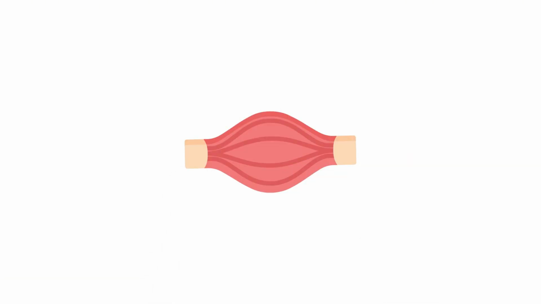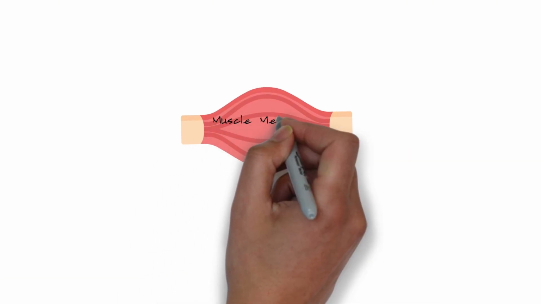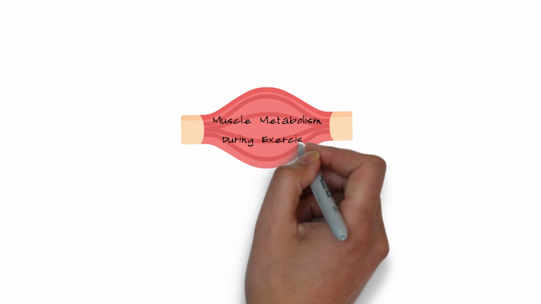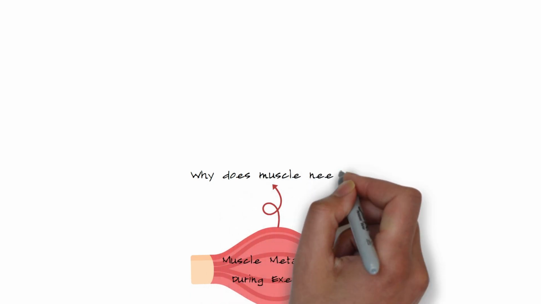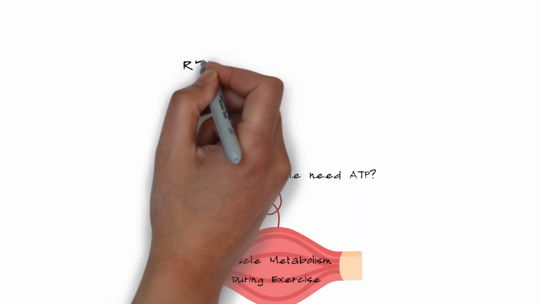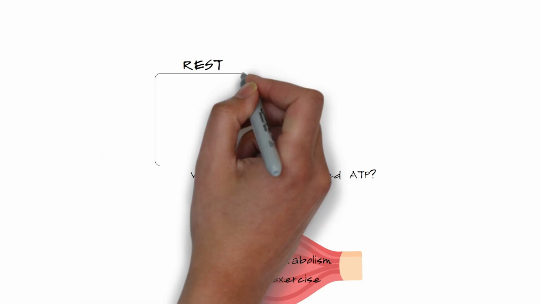Hello everyone, today we are going to build a MemoMap that will help you to remember muscle metabolism forever. First, does muscle need ATP during exercise only? Actually, no. The muscle needs ATP all the time, both at rest and during contraction.